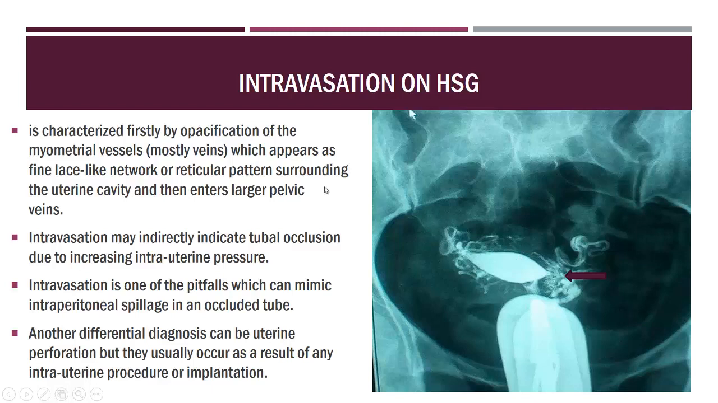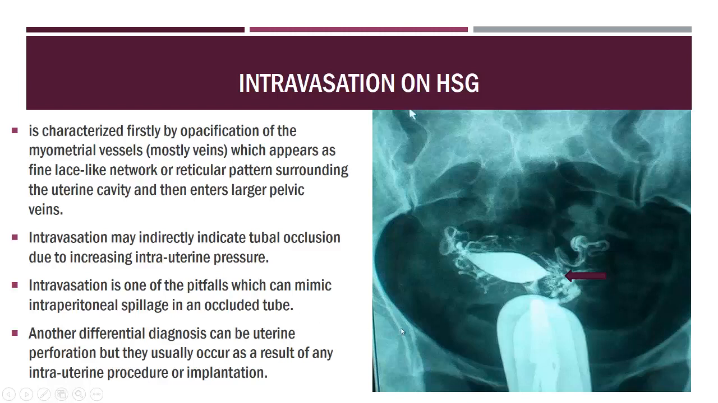Intravasation on hysterosalpingogram is characterized firstly by opacification of the myometrial vessels, usually veins, which appear as a fine lace-like network or reticular pattern surrounding the uterine cavity, and then enters larger pelvic veins. Intravasation may indirectly indicate tubal occlusion due to the increased intrauterine pressure. But of course, in this case there is no occlusion because both fallopian tubes appear normal. Intravasation is one of the pitfalls that may mimic intraperitoneal spillage in an occluded tube.